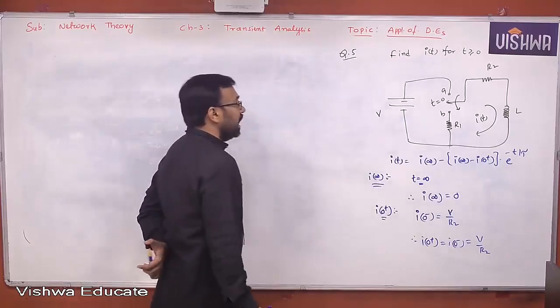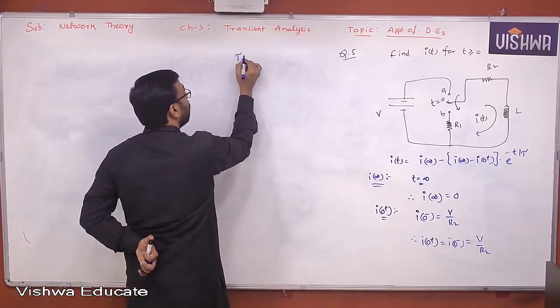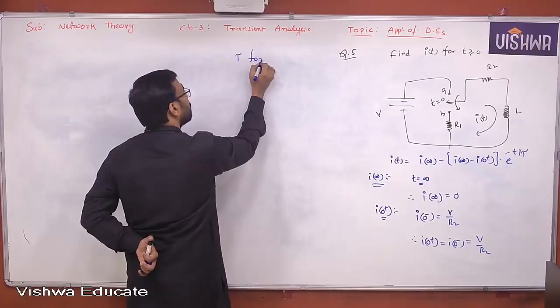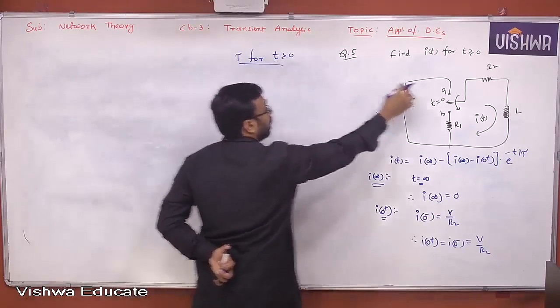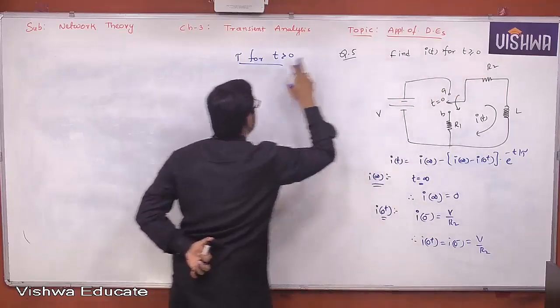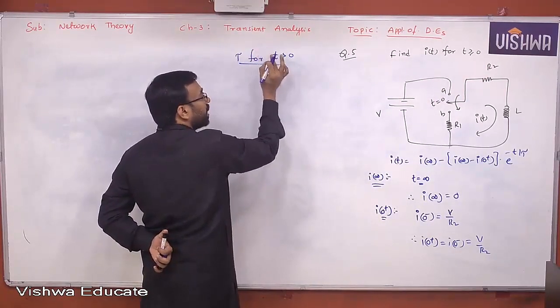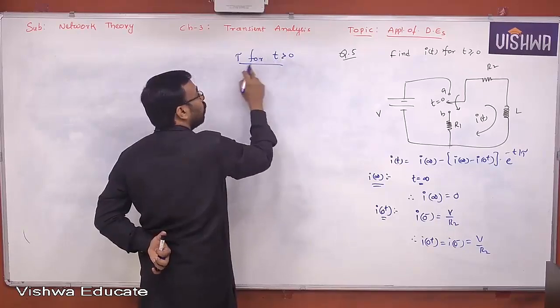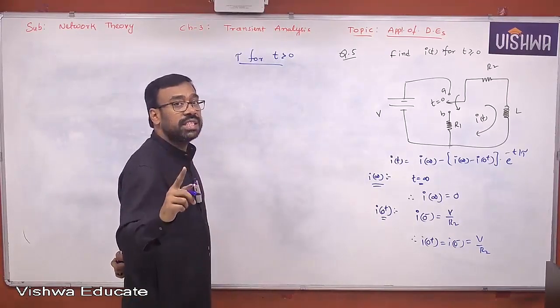Now we need to find even the time constant. The time constant, remember, always try to write something like this: tau for t greater than 0. The response is for t greater than 0. Therefore, tau should also be calculated for t greater than 0. It is always a good practice to write this. Otherwise, there is a possibility of making mistakes in the exam, I'm telling you.